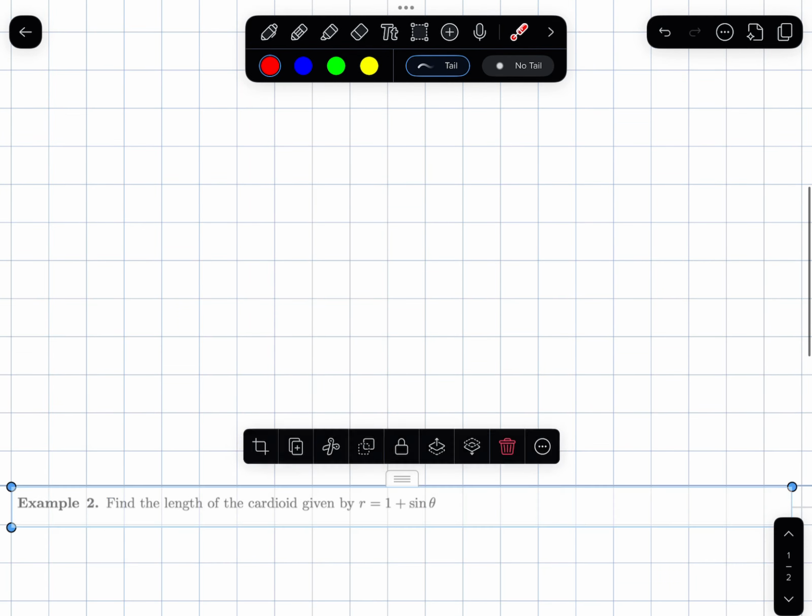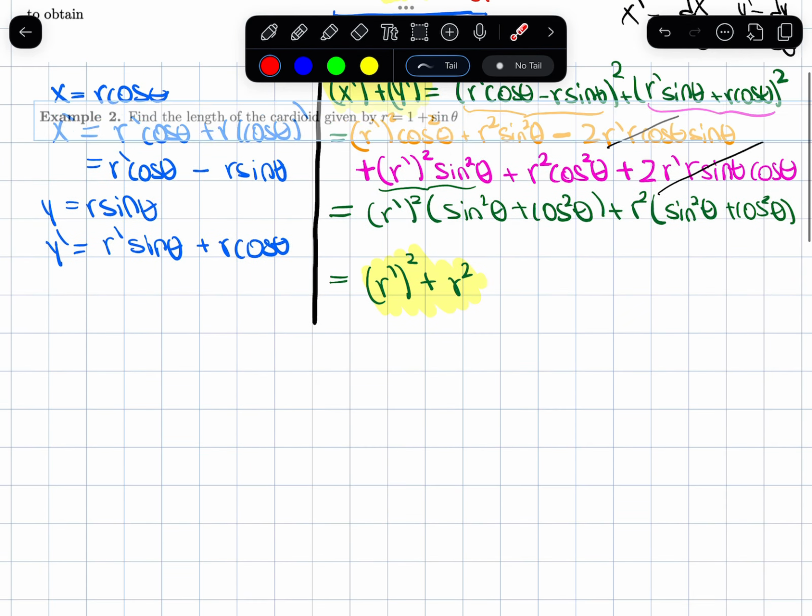I have an example prepared here. Let me go up and up and up and up. Put it right here. Go ahead and solve this example with you. So we want to find the length of this cardioid. And the cardioid is given by this equation: r equals 1 plus sine theta.